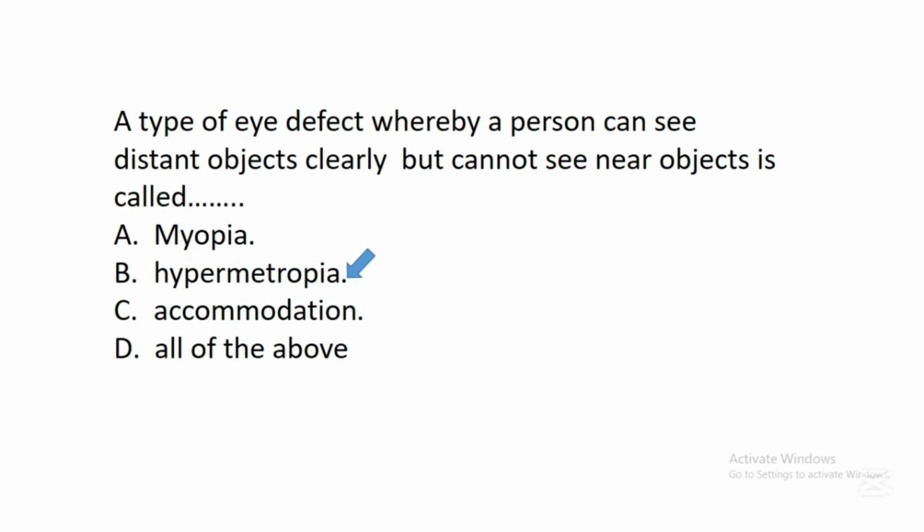Hypermetropia. So this hypermetropia is a type of eye defect whereby an individual can see distant objects clearly, but such a person will find it difficult to see near objects. So another name given to this hypermetropia is long-sightedness. So any individual suffering from this will be seeing objects from afar but cannot see near objects.